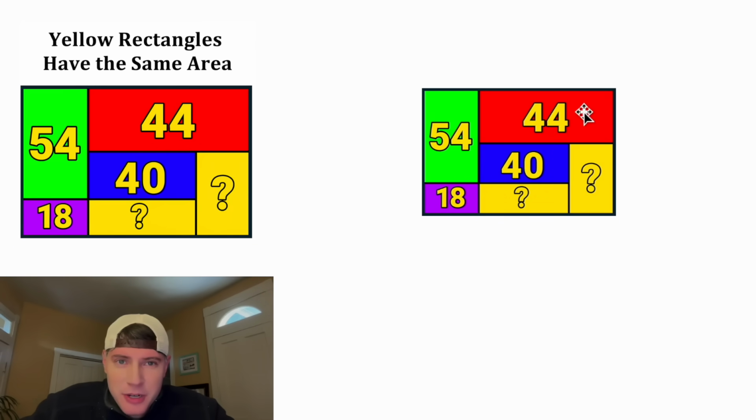We're given a giant rectangle made up of a bunch of other rectangles. These are the areas of these rectangles. We don't know the areas of the two yellow rectangles, but we do know they have the same area. And we want to try to find the area of either of the yellow rectangles.